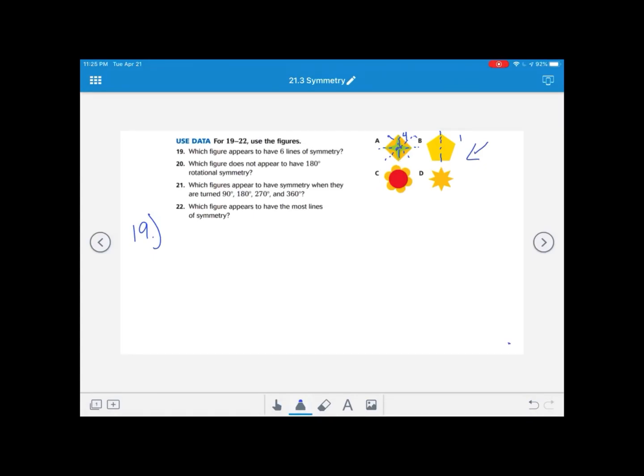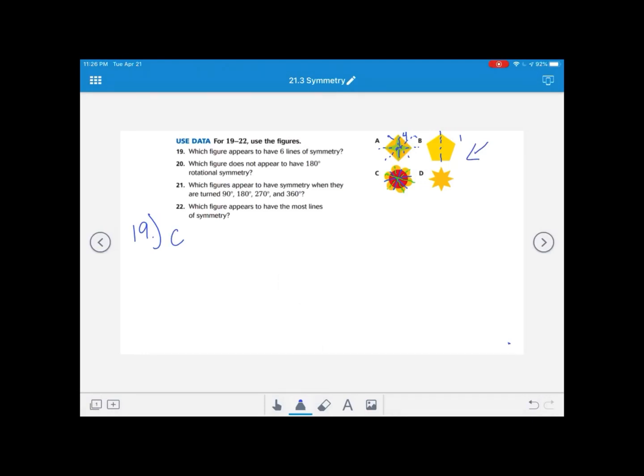So I notice I can definitely split it between each of the flower petals. So if I do that, that's 3 lines of symmetry. I can also split it across the flower petals as well, which will give me another 3. So 3 and 3 is 6. So the correct answer for which one can have 6 lines of symmetry is the letter C.